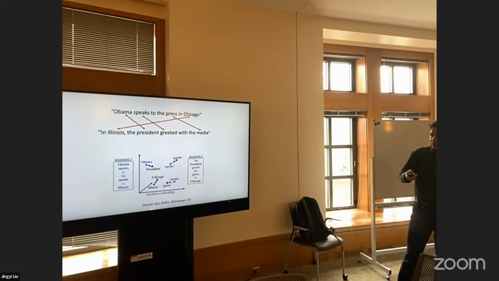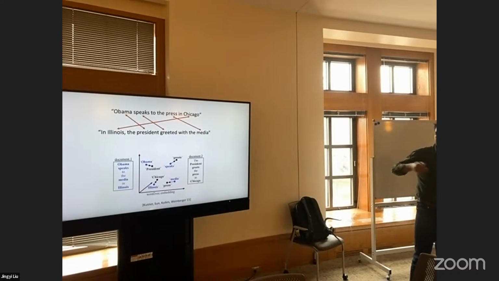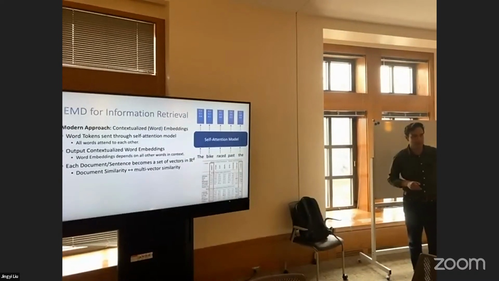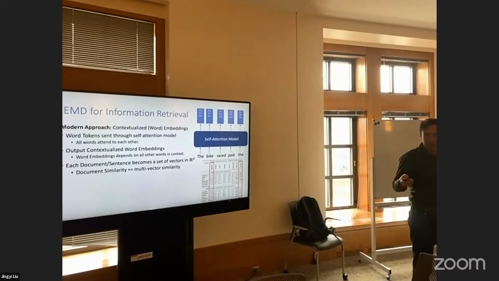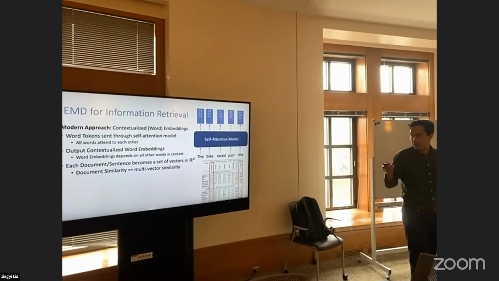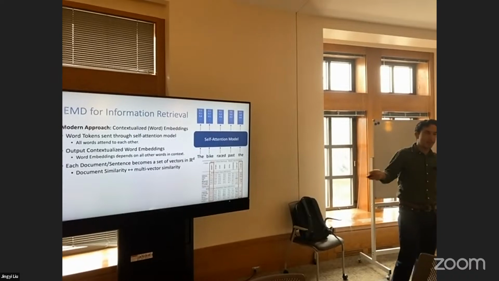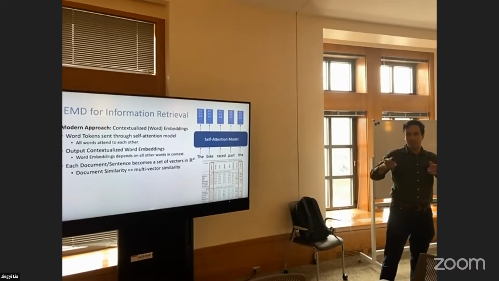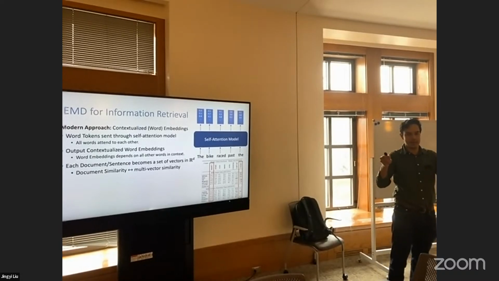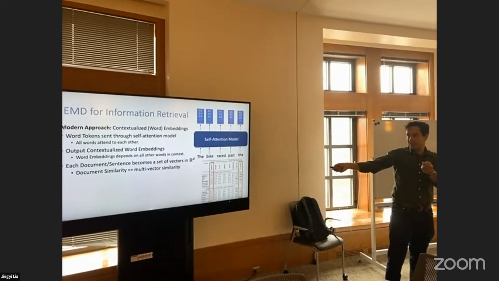And now I want to mention very briefly that there's an even more modern take on this, called contextualized embeddings. What we do today, and this is extremely common, is instead of embedding each word independently, we take the entire document and send it through a so-called self-attention model. All this means, for the purposes of theory, is that all the words, when they're getting an embedding, attend to each other, which means that their embedding depends on the rest of the context, the rest of the words.